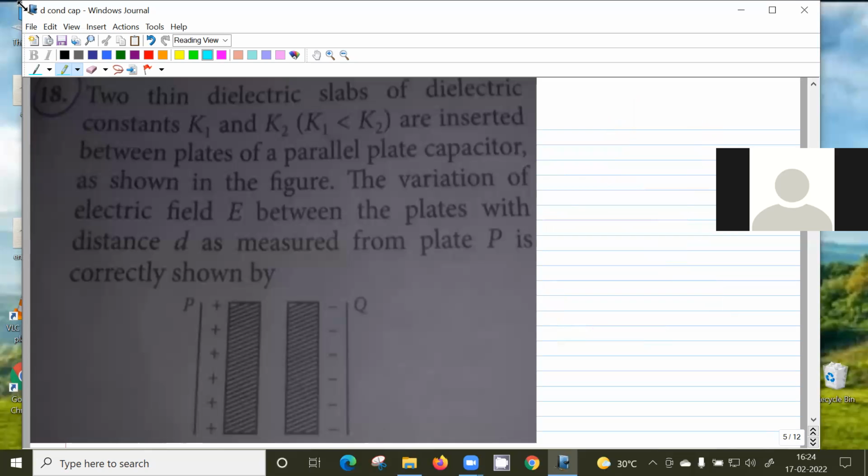This one is also a basic idea only. It's sort of a theoretical question. So you have a capacitor.